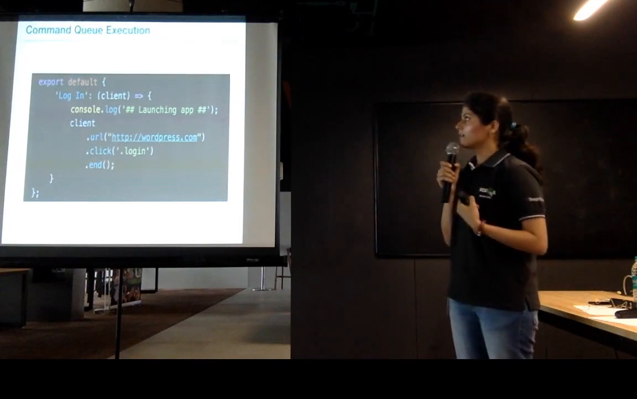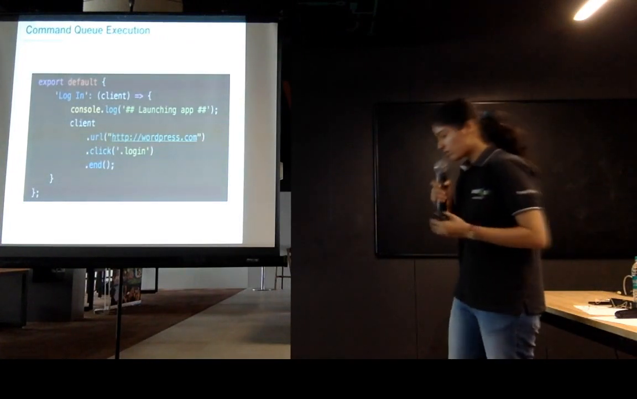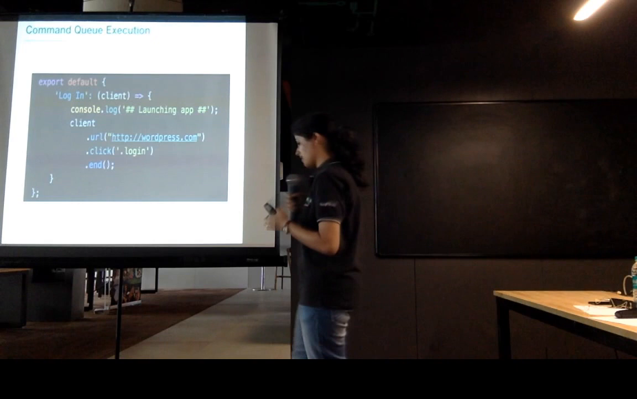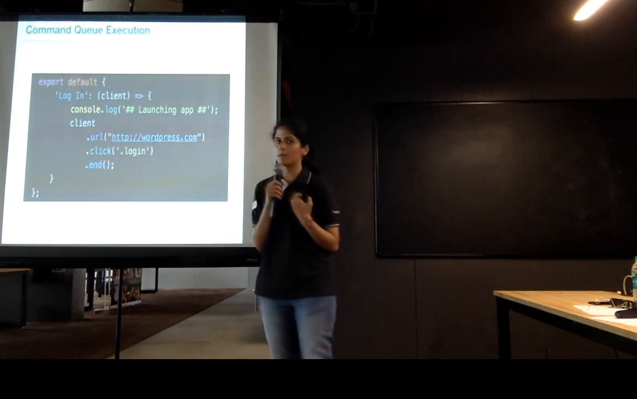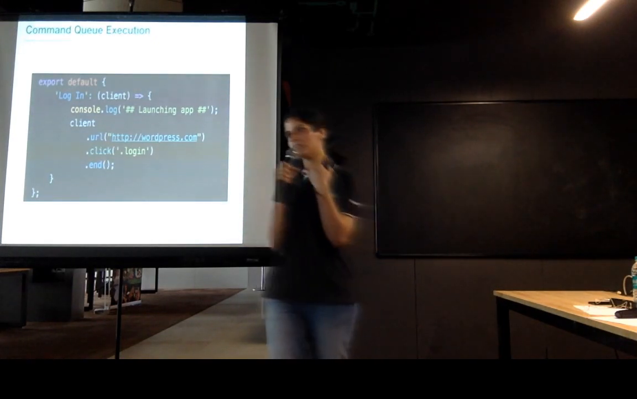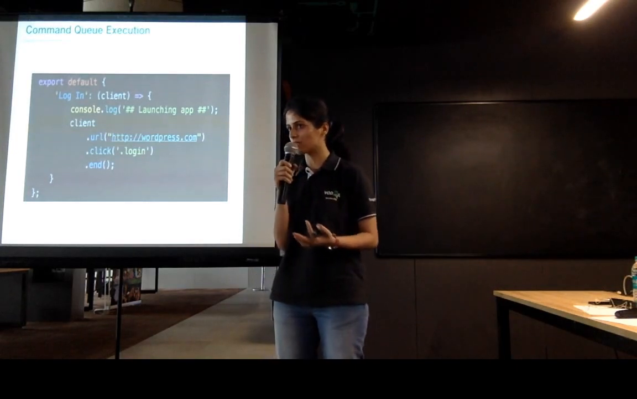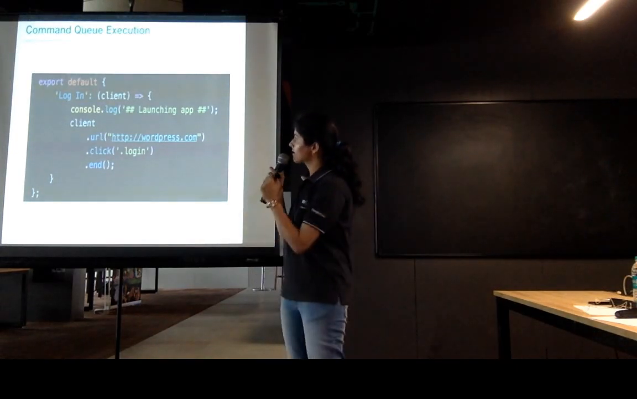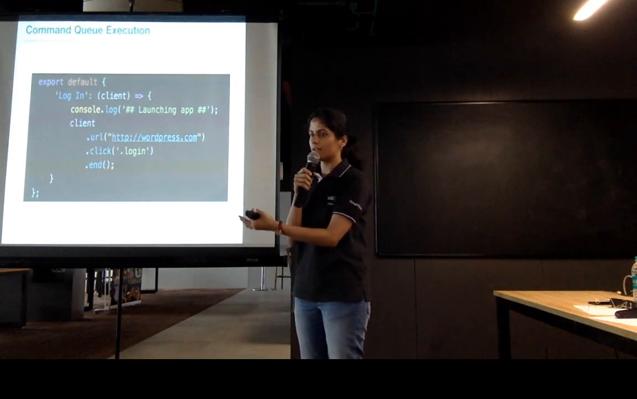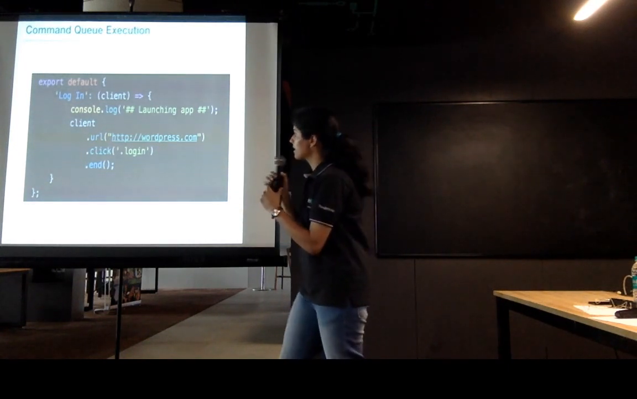Next, coming to the main thing of command queue execution. So Nightwatch, as you know, is a JS framework. All the JavaScript commands are asynchronous, as you know. So how does Nightwatch actually handle those asynchronous commands? If you see, there's a sample example. We'll come to syntax later when I show the demo. But see only this part.